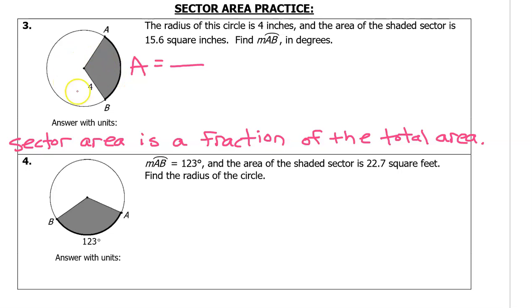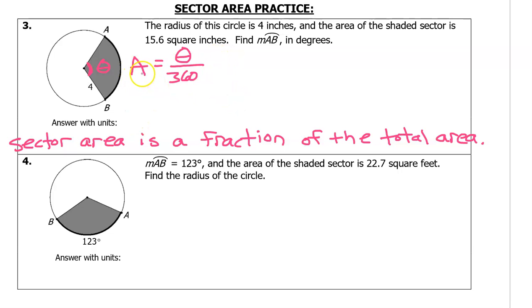We know that the total number of degrees in a circle is 360. This angle, the central angle right here, I'm going to call theta. That is a little bit hard to see, but I'm going to call that theta. That gives us the fraction that we're talking about. This theta represents a portion of the 360. So theta out of 360, that's the fraction of the total area that we are dealing with.